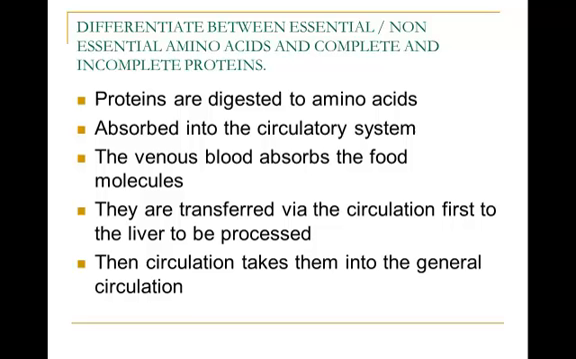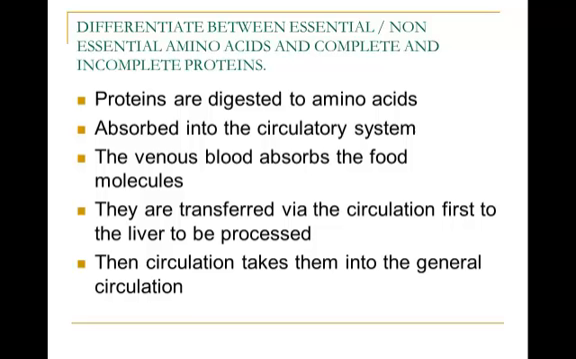Differentiate between essential and non-essential amino acids. Okay, so proteins are digested and they're broken down to form amino acids. If we eat a steak or beans or whatever protein we're eating, when they are being catabolized, I guess, they would become their basic structure. Our circulatory system absorbs them. The first place they go is to the liver. I'll show you a picture in a minute about that, and then we send them out to the general circulation later.